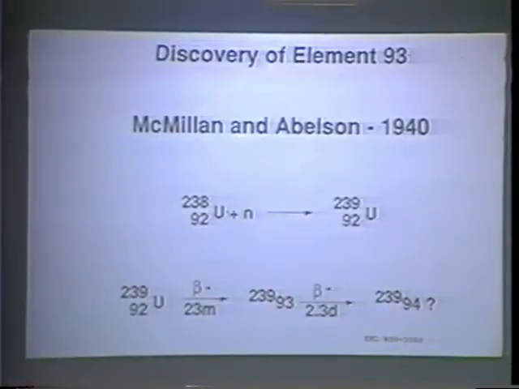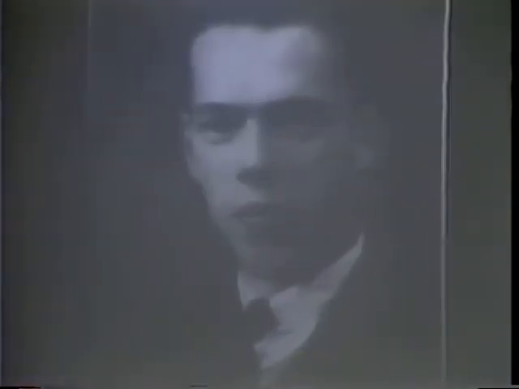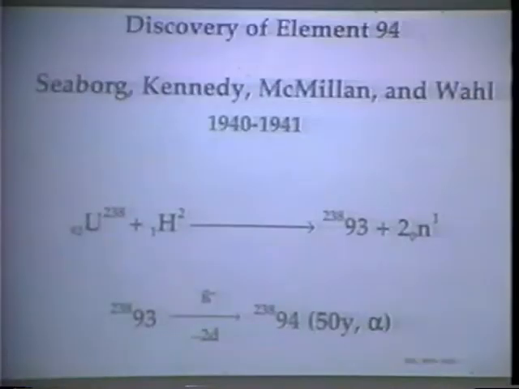And they found, furthermore, that the 93 was chemically like uranium and not like rhenium, as the first periodic table that I showed would have predicted. And here's a picture of McMillan taken at about that time, June of 1940. A picture of Abelson taken at that time. This is when I entered the picture.